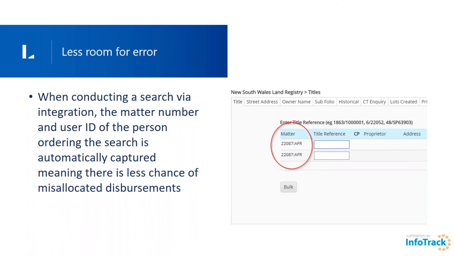When you are integrated, as you can see here, the matter reference is pulled straight through from LawMaster automatically, so you've got less chance of ordering on an incorrect matter reference. And also then the documents and the costs associated are transferred straight back into the matter in LawMaster as well.